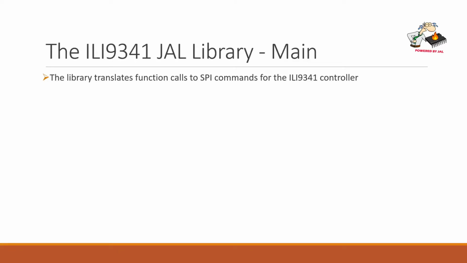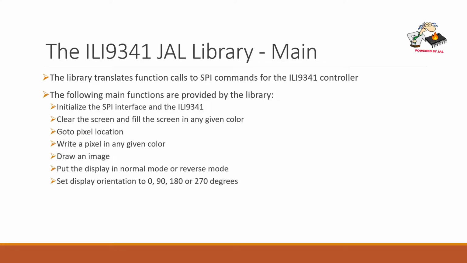So what are the main features of this library? What it does is translate function calls into SPI commands that the controller understands. And the following features are provided by the library. Of course, initialize this interface and initialize the controller. You can clear the screen or you can fill the screen in any given color. You can go to any pixel location on the screen. You can write a pixel in any given color. You can draw an image. You can put the display in various modes like normal or reverse. You can also set the display orientation.